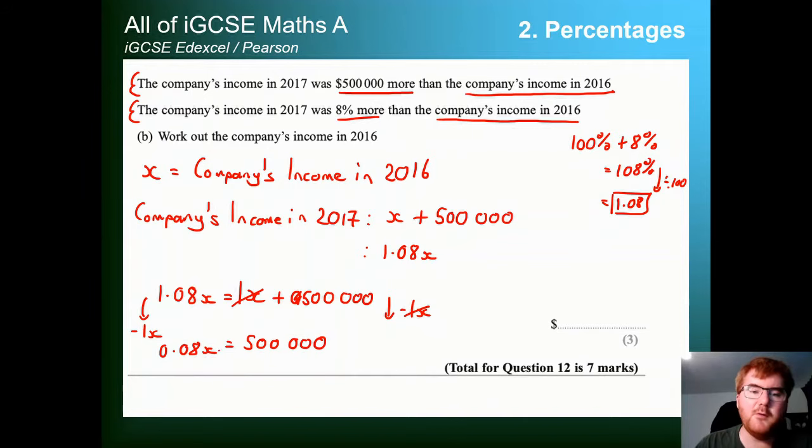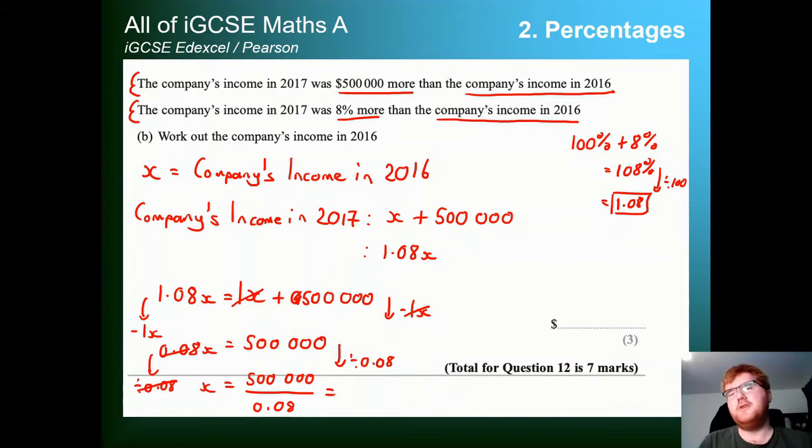500,000. And then we want the x on its own. So what's the opposite of multiplying by 0.08? Well, divide by 0.08 on both sides. This cancels, leaving us with x here. And now we need to calculate 500,000 divided by 0.08.